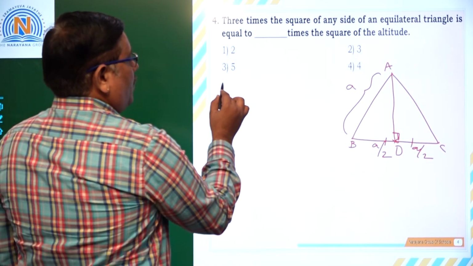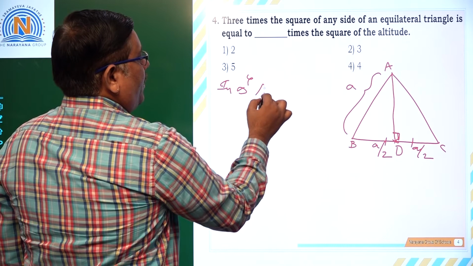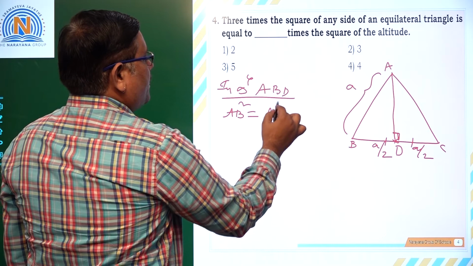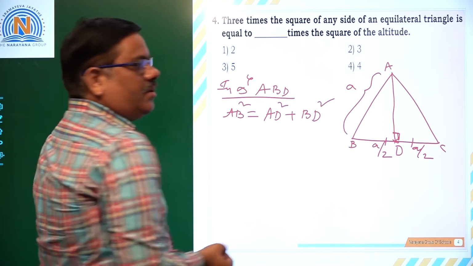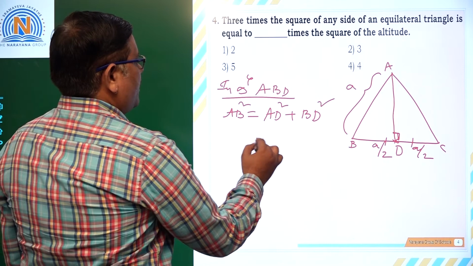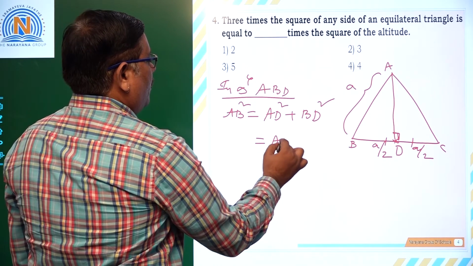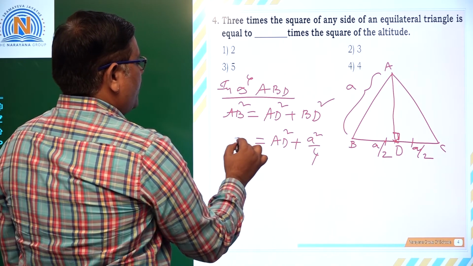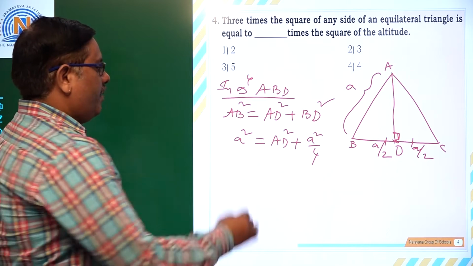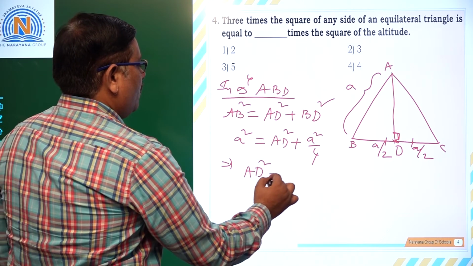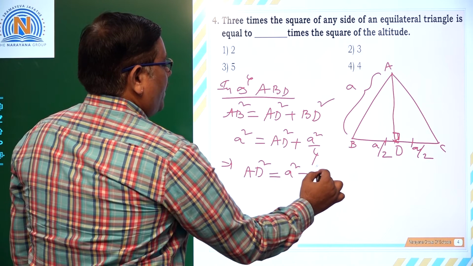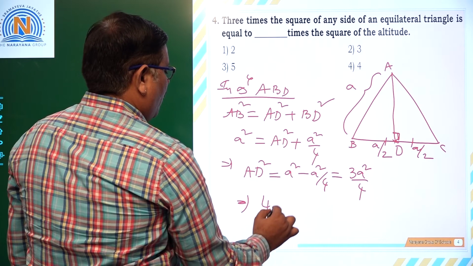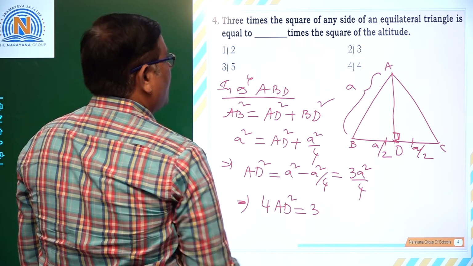Now in triangle ABD, what can you take? AB square is equal to AD square plus BD square using Pythagoras theorem concept. What is AD square? Unknown. What is BD square? That is A square by 4. So AB square is A square because we are taking the length of AB as A. That implies AD square is how much now? A square minus A square by 4. That is nothing but 3A square by 4. Or we can say 4 times of AD square is equal to 3 times of A square.